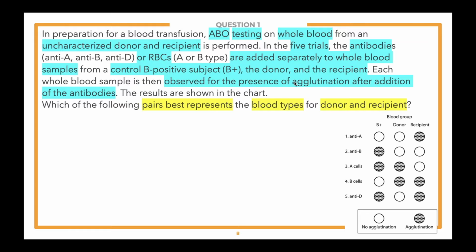And in this situation, you want to take note of what are those important clues that they're getting at. In this case, they're talking about ABO testing, okay? So we know this is really about blood typing, okay?